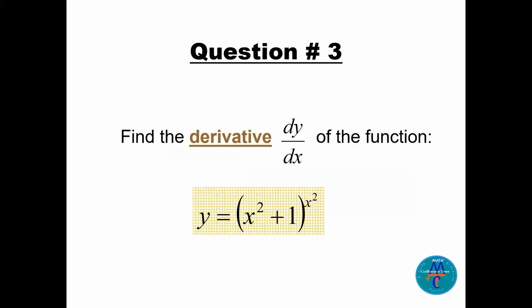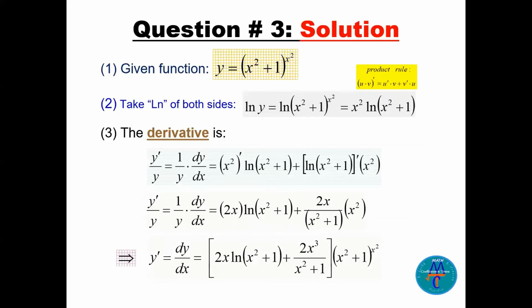Question number 3, another question here. Find the derivative dy over dx of this function, y equals x squared plus 1 all to the power x squared. Same idea, by the method of logarithmic differentiation. So take ln of both sides, ln of y is equal to ln of x squared plus 1 in the bracket all to the power x squared. Bring the power down, then we have a product here.